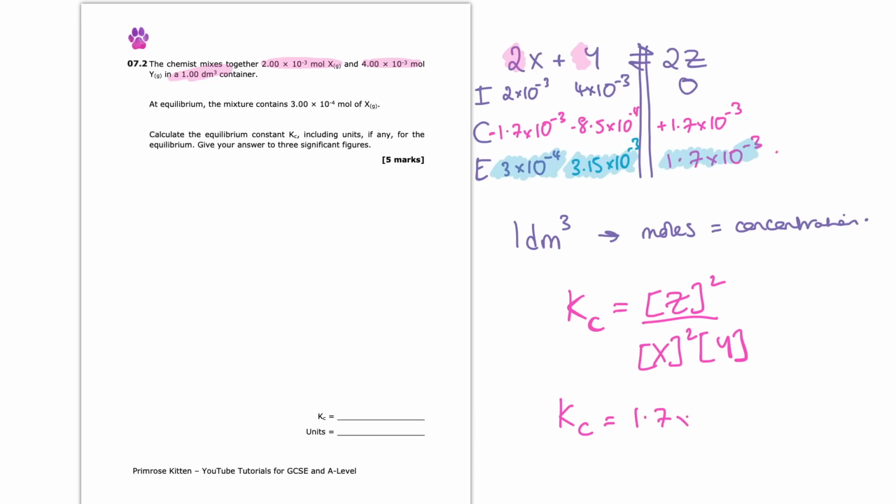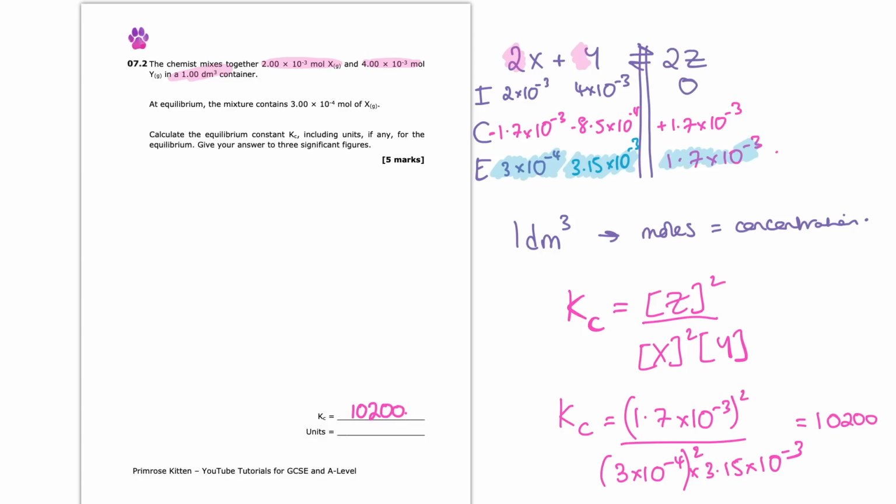So we've got 1.7 times 10 to the minus 3 squared all over 3 times 10 to the minus 4 squared, times by 3.15 times 10 to the minus 3. I forgot to square this. Okay, so now that we have that there, we will put that into our calculator and out will pop an answer. And to 3 significant figures, which is what was stated that we wanted, I get 10,200. So my Kc is 10,200.